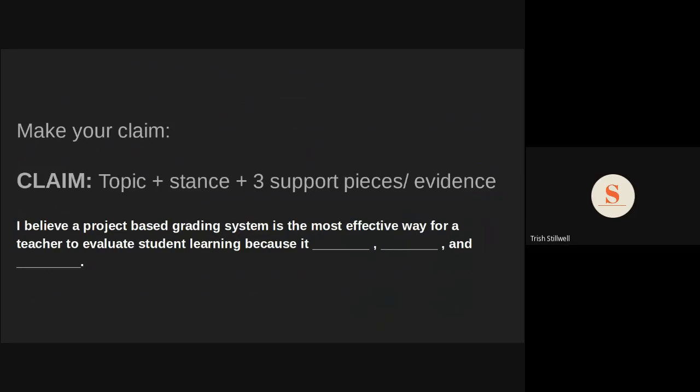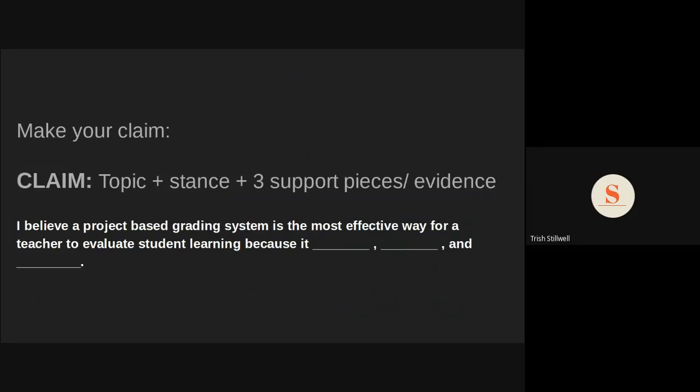Here is the beginning of my claim statement, right? Because every well-written claim is a topic, how you feel, how your stance is, and three support pieces or three pieces of evidence. My claim: I believe a project-based grading system is the most effective way for a teacher to evaluate student learning because it blank, blank, and blank.